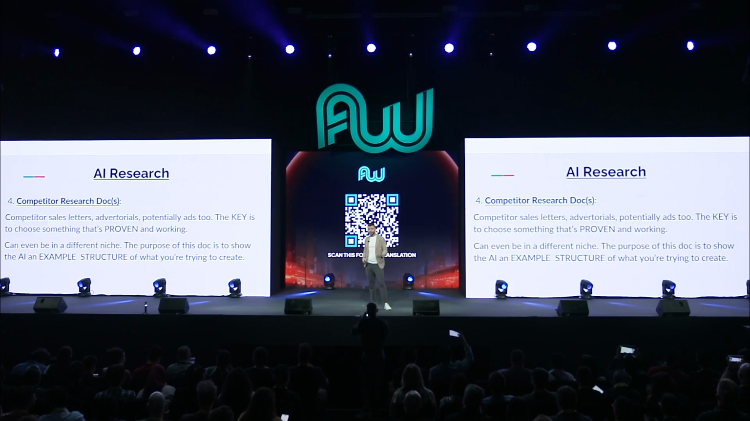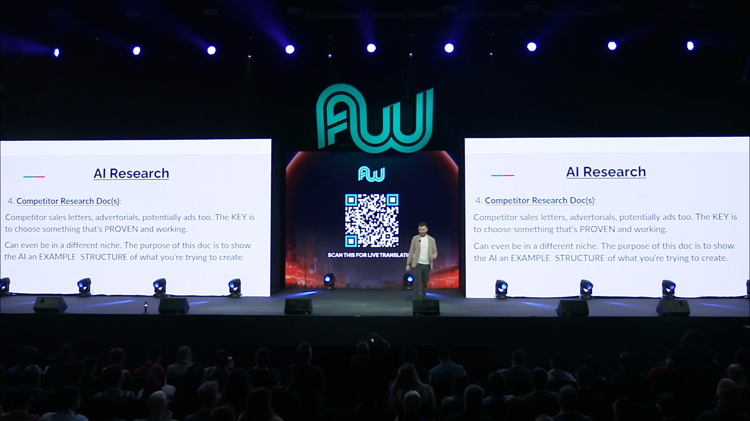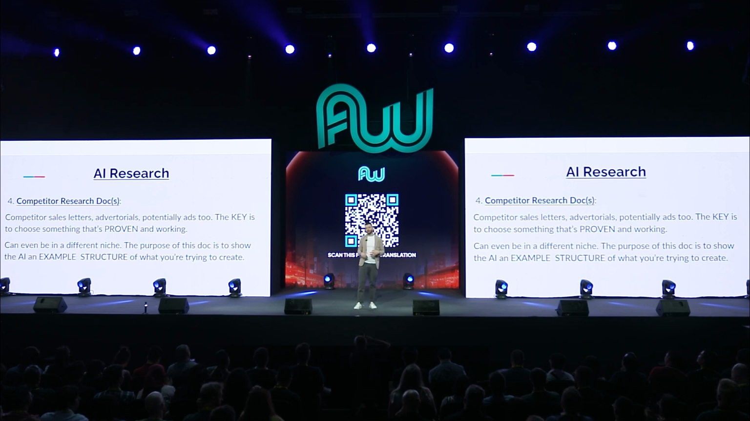Number 4 is the competitor research docs. This is competitor sales ladders, advertorials, potentially ads as well. And the key is to choose something that's proven and working. Again, we are finding winners. We're finding brands that are scaling. Those of you who are affiliate marketers know how to find offers and model what's working. You're very good at that. I'm very good at that. E-commerce entrepreneurs are very good at that. And it could also be from a different niche. So sometimes, let's say you're selling a beauty product, you can replicate something from the beauty niche.